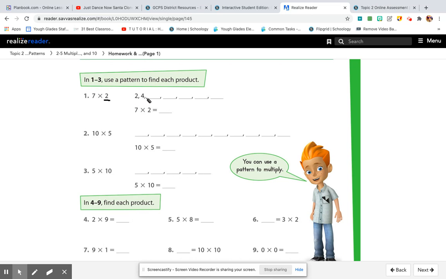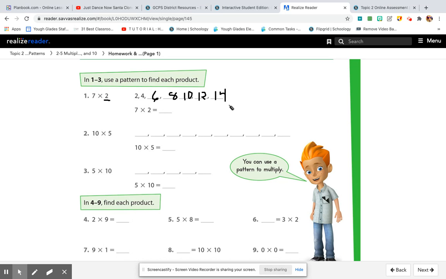So we go 2, 4, 6, 8, 10, 12, 14. Notice how the numbers in the ones place are either 0, 2, 4, 6, or 8. Notice out of all of these, multiples of 2 all share that pattern. All multiples of 2 have a 0, 2, 4, 6, 8 in the ones place.